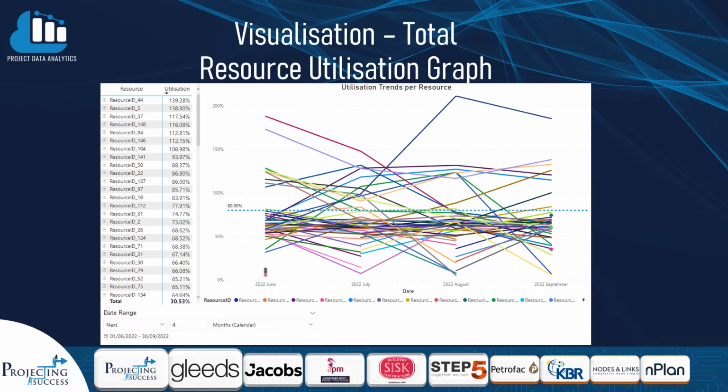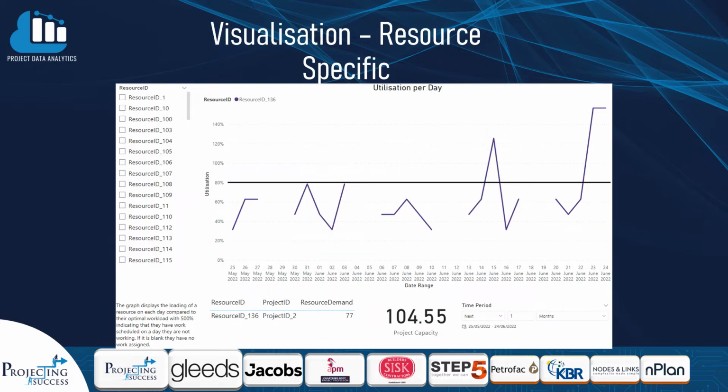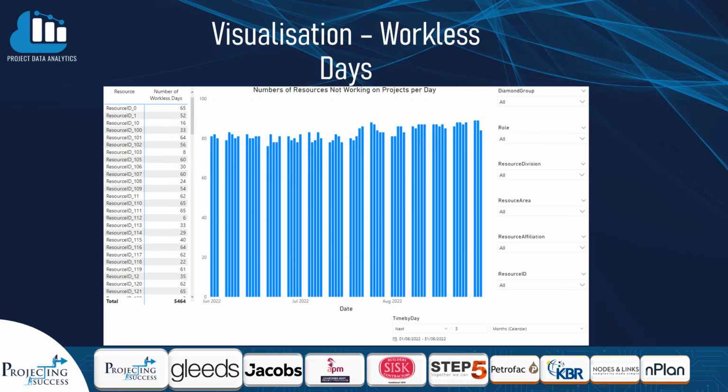This visual is a drill down of the total resource summary, illustrating the utilization trends of each resource during a specific time period. This is the resource-specific visual page displaying the percentage of a specific resource on a given day or time period. The resource demand per project is visible, as well as the project capacity. The workers days visual flags all resources with reported capacity but no workloading, which is a sign of underutilization or incorrect data input. The column chart provides the total number of resources with no loading data each day in a given time period.